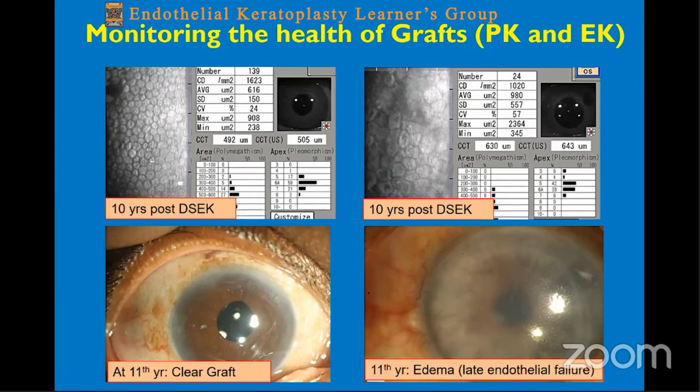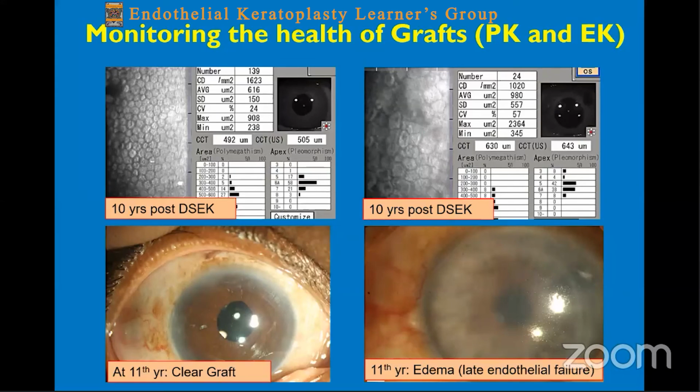Whereas if you look at the right specular image, the cell density is 1020. But look at these endothelial cells. These cells are highly abnormal. The average cell size is more, and there's a lot of pleomorphism.